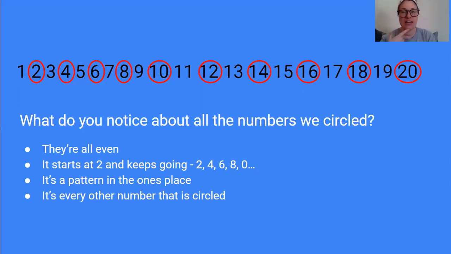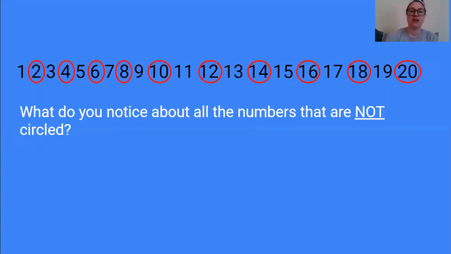So what would be the next skip counting number? After 20, what would be the next number if we're skip counting the even numbers? Right, 22. Yep, because it repeats the pattern. Okay, what about these numbers that are not circled? What do we notice about these numbers that are not circled?